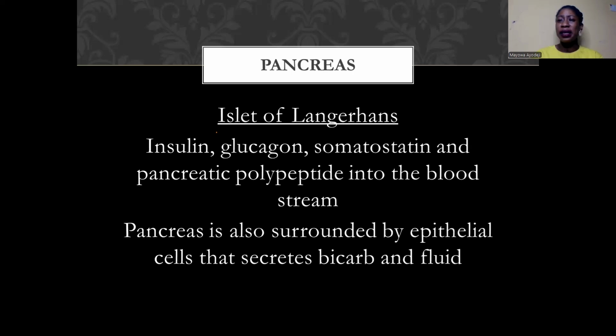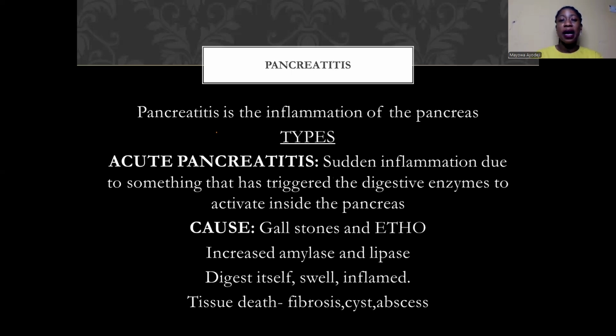Then another important thing that you need to know about the pancreas is that we have epithelial cells that surround the pancreas. So it is these epithelial cells that secrete bicarb and fluid. What is the role of bicarb and fluid? What they do is that they make the enzymes that are being produced by the pancreas to be less viscous. Because if these products are thickened, there is a tendency that they are going to block the pancreatic duct. So that is why these epithelial cells help to secrete bicarb and fluid.